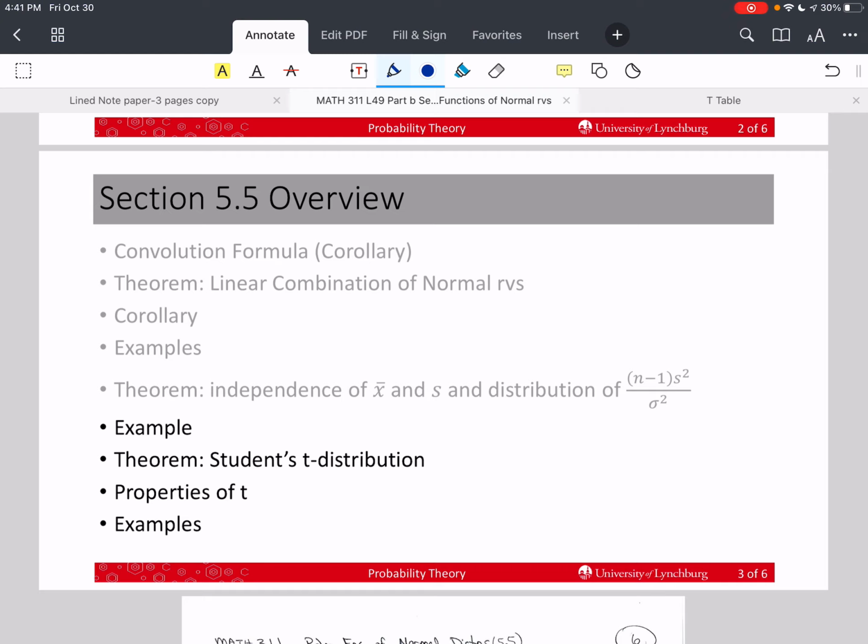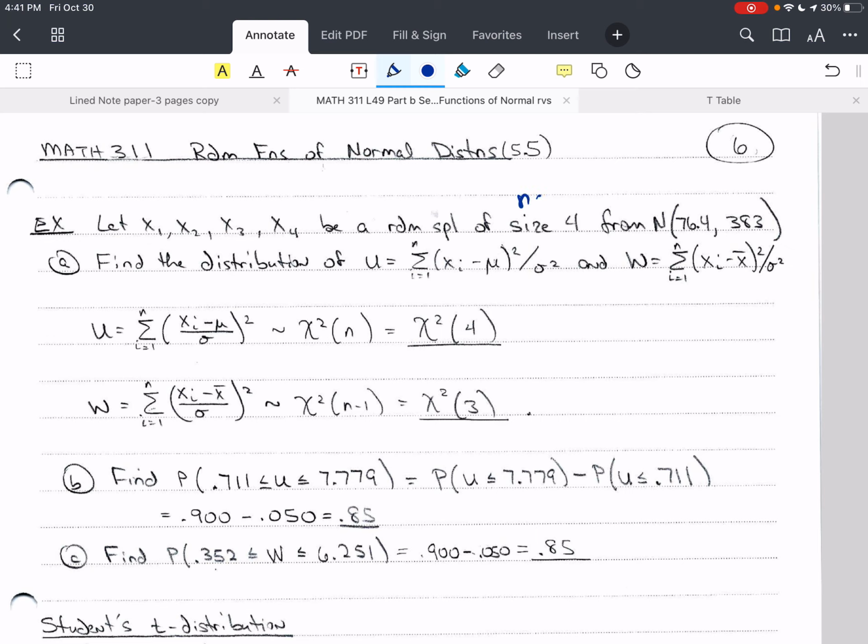So the first example, we're going to let x1, x2, x3, x4 be a random sample of size 4. So we have n equals 4, and this random sample says that xi are IID, independent and identically distributed, and they're from a normal distribution with mean 76.4 and variance 383. We want to find the distribution of u, the sum of xi minus mu, quantity squared, over sigma squared, and w, the sum of xi minus x bar, quantity squared, over sigma squared.